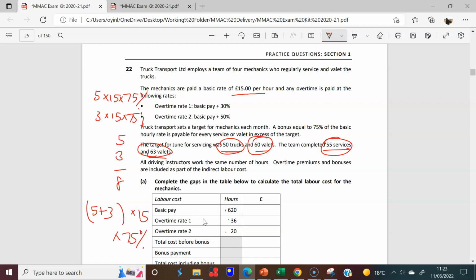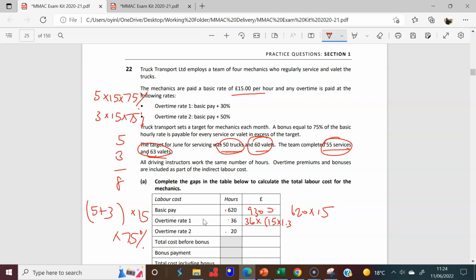So let's just plug our figures in. Basic pay, 620 hours. 620 times 15 is what's really happening here, because that's what you're paying these people per hour. Is 620 times 15, and that's 9,300. It's 9,300. And then it says the first overtime rate is 36 hours, and so that's basic pay plus 30%. So you can say 36 times 15 times 1.3.